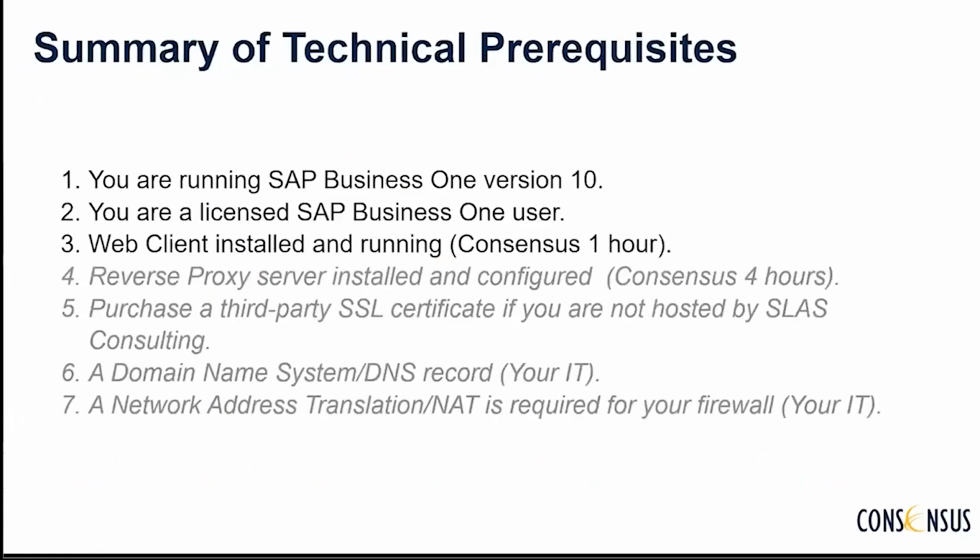Okay, let's review a little what we have mentioned. First, you are running SAP Business One version 10. You are a licensed SAP Business One user. The Web Client is installed and running. And if you want to connect outside of your local network, a reverse proxy server is required. You need to purchase a third-party SSL certificate if you're not hosted by Slash Consulting, and a domain name system record and a network address translation are required for your firewall.